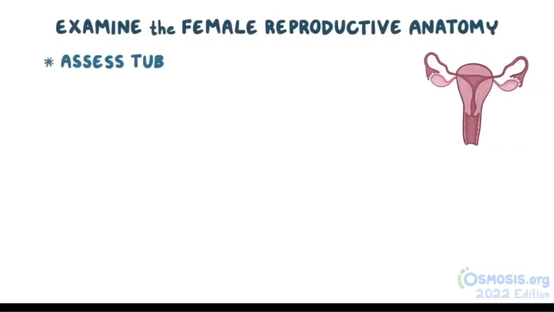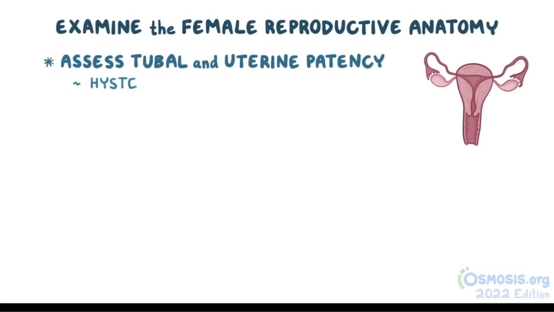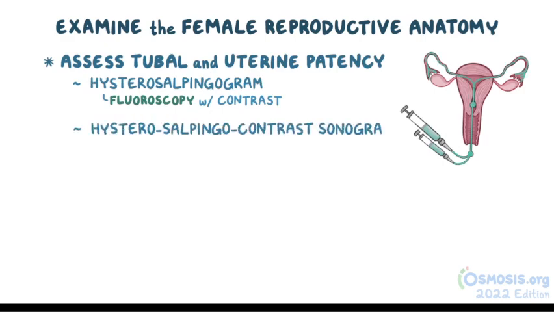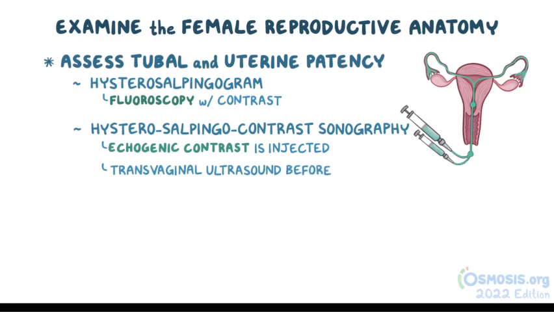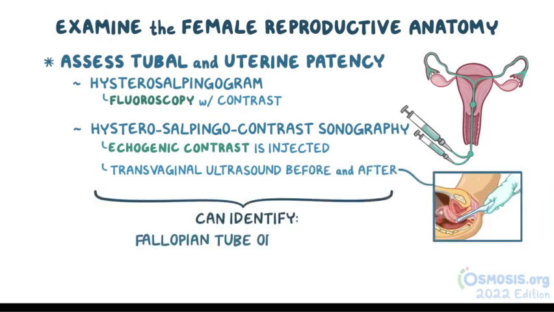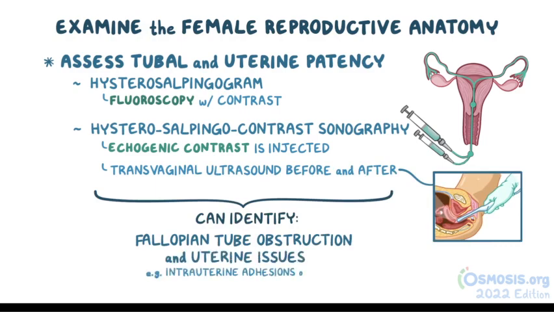To assess tubal and uterine patency, a hysterosalpingogram can be done, which uses fluoroscopy with contrast to see the uterus and fallopian tubes. An alternative is a hysterosalpingo contrast sonography, which is when echogenic contrast is injected through the cervix and a transvaginal ultrasound is done before and after. Both tests can identify fallopian tube obstruction, as well as uterine issues like intrauterine adhesions or septa.